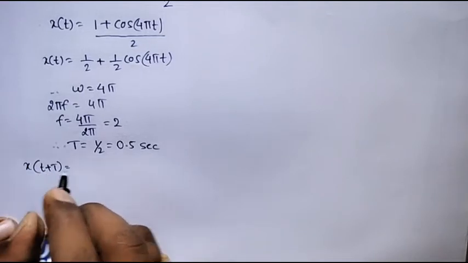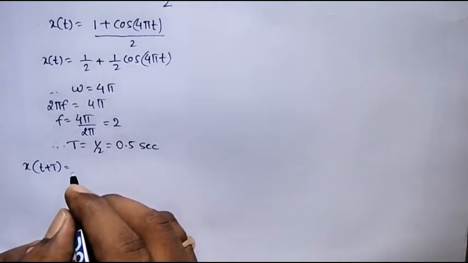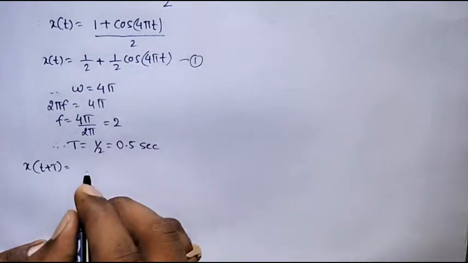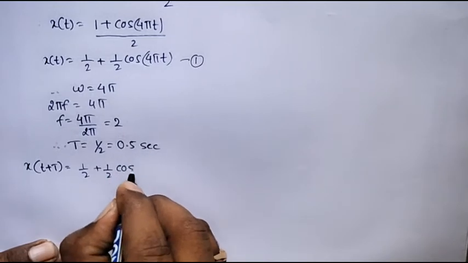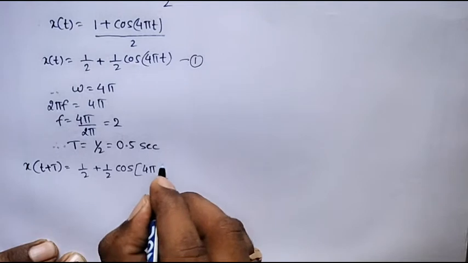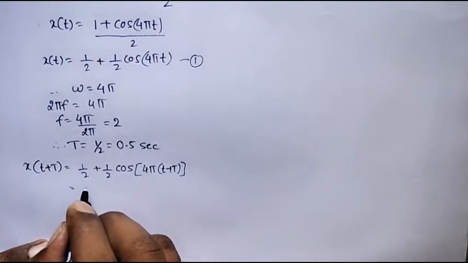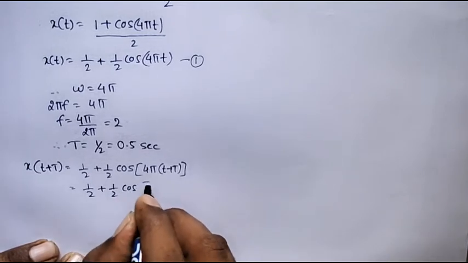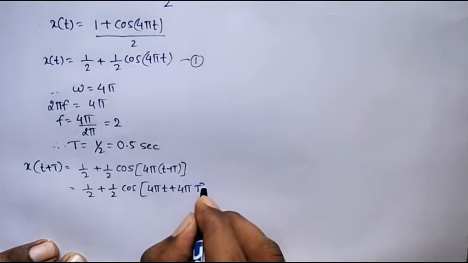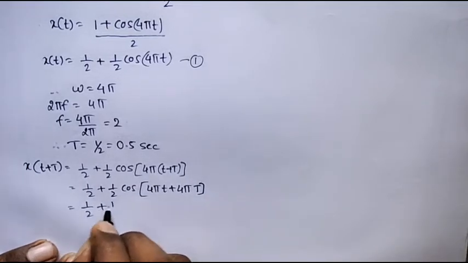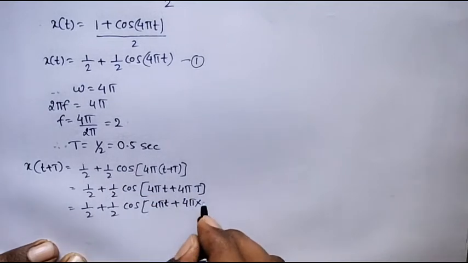x of t plus T is equal to, I'll consider the same, this one, 1 by 2 plus 1 by 2 cos 4 pi t plus T, or I can write it as 1 by 2 plus 1 by 2 cos 4 pi t plus 4 pi into capital T, which can be written as 1 by 2 plus 1 by 2 cos of 4 pi t plus 4 pi into T is 1 by 2.